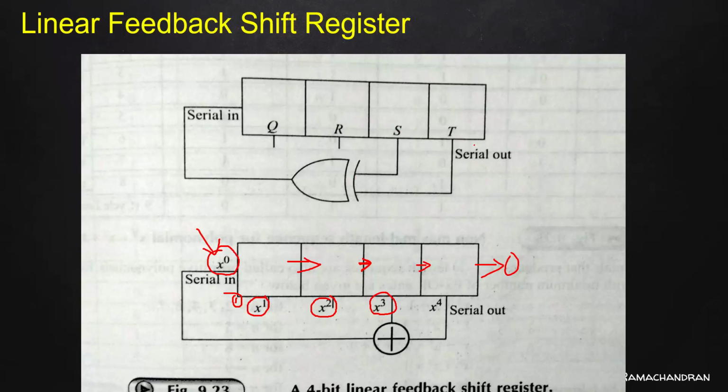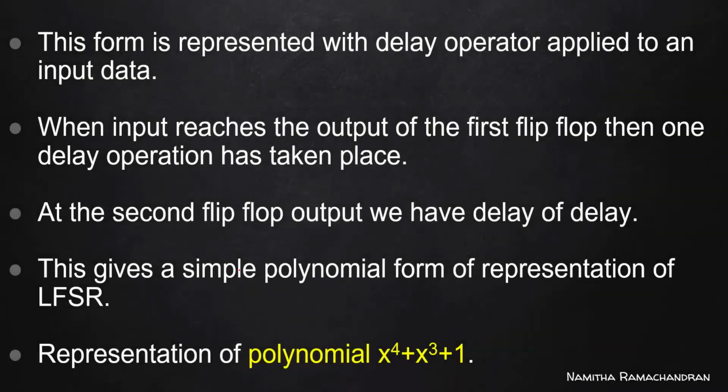So here the S output and T flip-flop output are considered as input of this XOR, and the output of this XOR is connected as an input to this first flip-flop. So in this polynomial representation, x cube and x to the power 4 are considered as input to the XOR, and its output is connected to the first flip-flop input port. Okay, so this is that polynomial representation corresponding to our previous diagram.